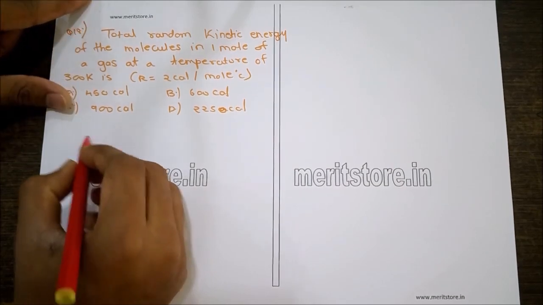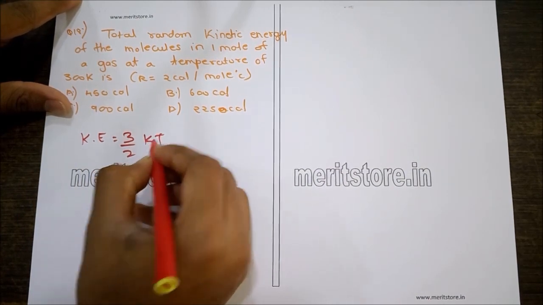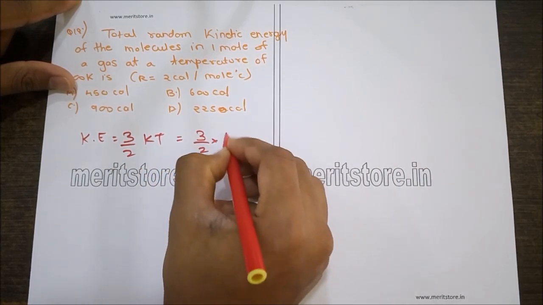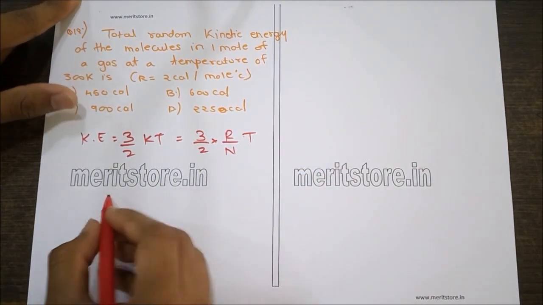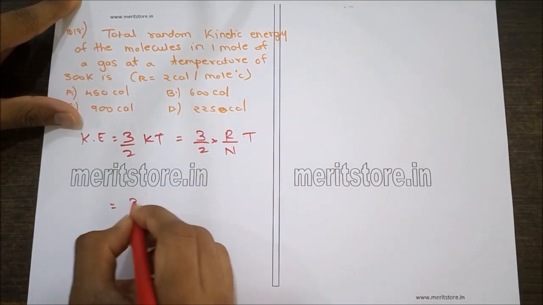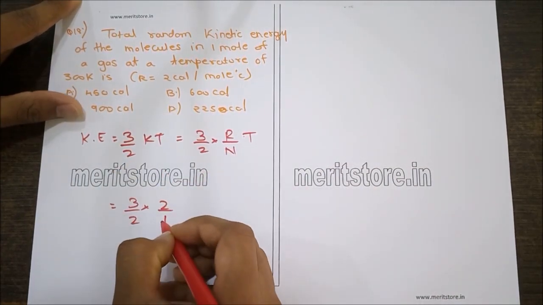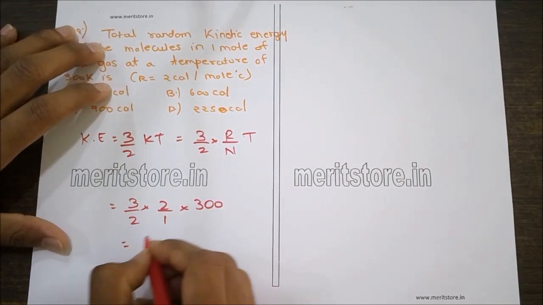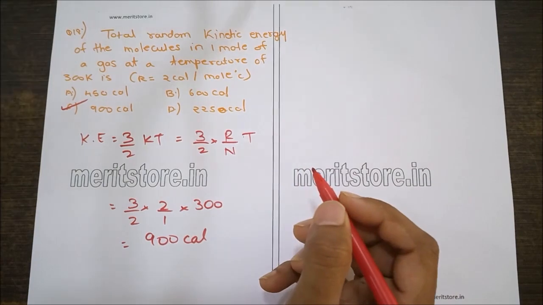Now, the kinetic energy is given by 3 upon 2 kT. The k is the Boltzmann's constant, and this can be written as 3 by 2 times R upon N times T. Now, substituting the values of R, N and T: 3 upon 2, R is given as 2 calories per mole, so hence 1, and the temperature is given as 300. So this comes out to be 900 calories, hence option C is the correct answer.